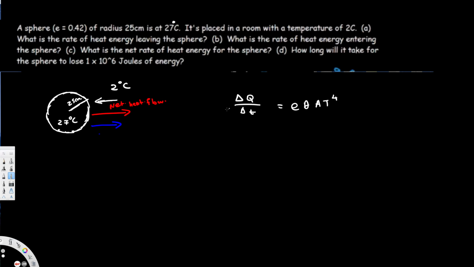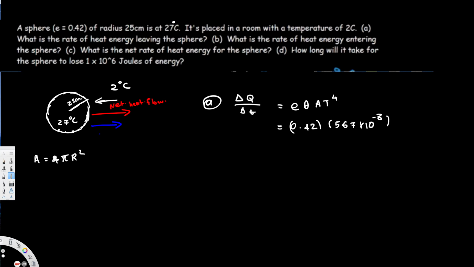So let's look at the first question. We are answering the A part. Here the emissivity factor is e equal to 0.42 for the sphere. So 0.42 times sigma, which is a constant that always has the same value, 5.67 times 10 to the power of minus 8. And then we have the area. This is the area of a sphere, not a circle, right? The area of the sphere is given by 4 pi r squared.